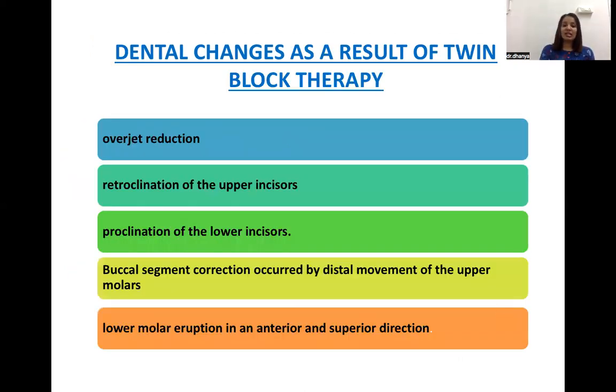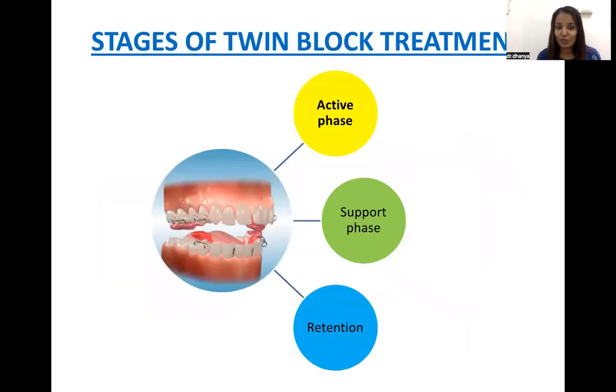Now, dental changes as a result of twin block therapy will be overjet reduction. That is, in class 2 cases, what will you have? There will be overjet reduction, retroclination of the upper incisors, proclination of the lower incisors, buccal segment correction occurring by distal movement of the upper molars, and lower molar eruption in an anterior and superior direction. So all these changes you can also obtain with the twin block therapy.